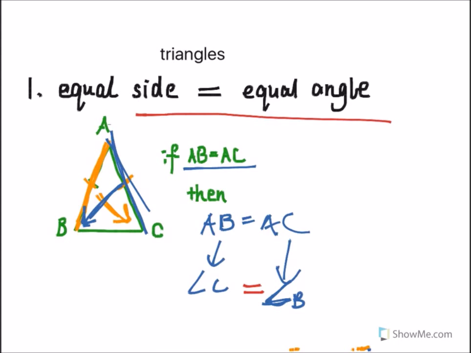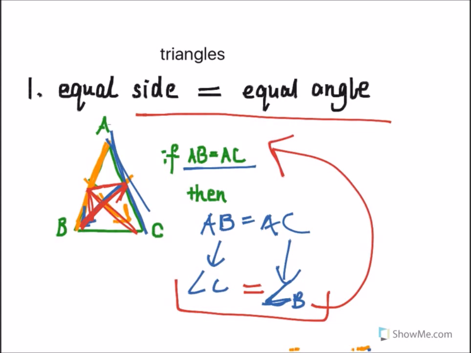You can also do it backwards. If I know that angle C equals angle B, I know that angle B will correspond to line AC. It's just like a reverse corresponding, and angle C corresponds to line AB. And I can do it backwards to prove that AB equals AC.